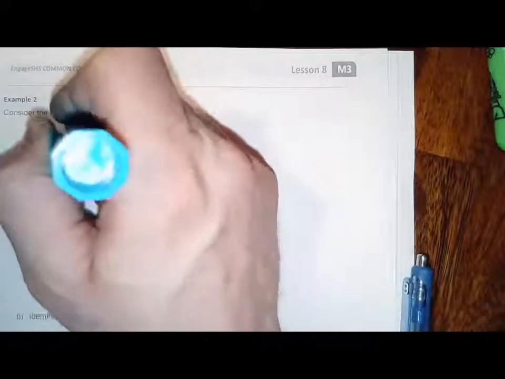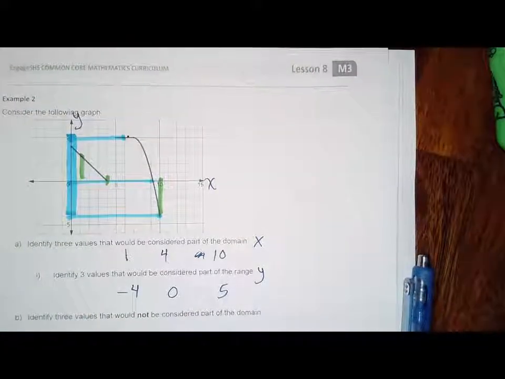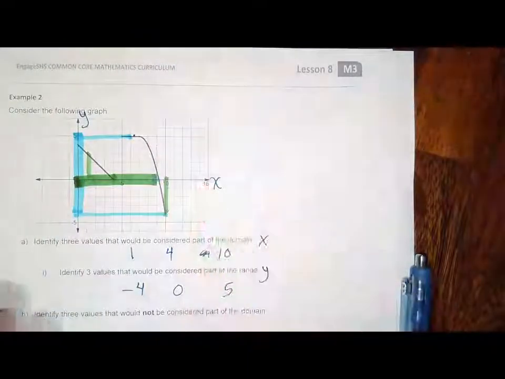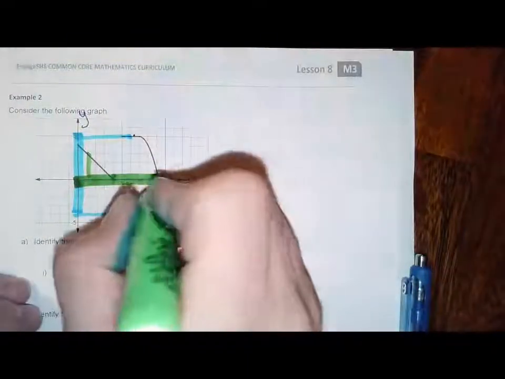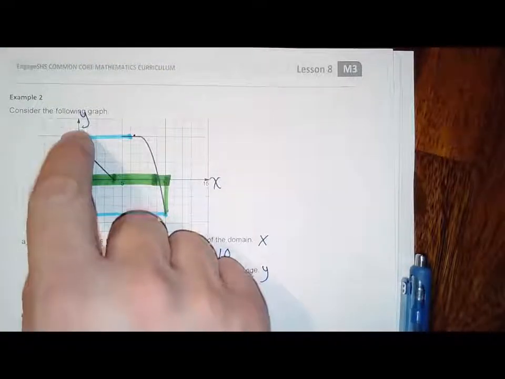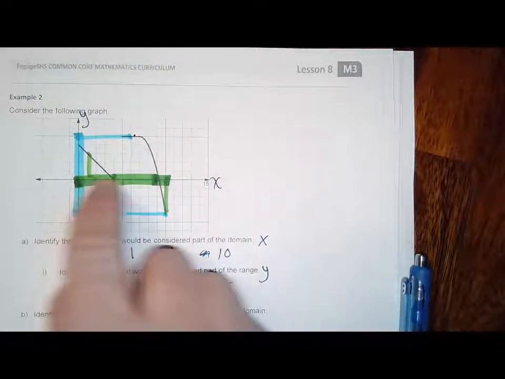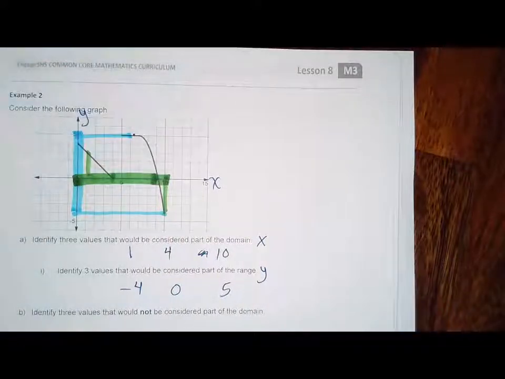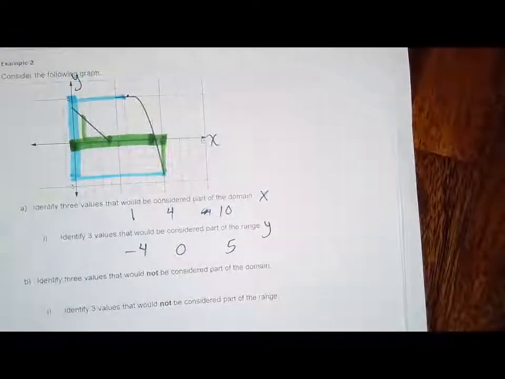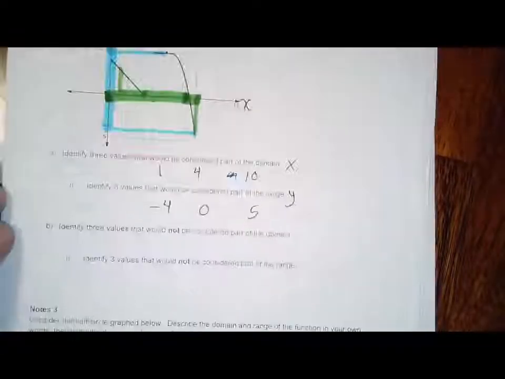So really, everything between those two numbers is domain, and everything between those numbers is the, I got that backwards, I'm sorry. Everything between these two numbers is range. Everything between these two numbers is domain. So to identify values that are not part of the domain, just be outside or beyond the values of the function.